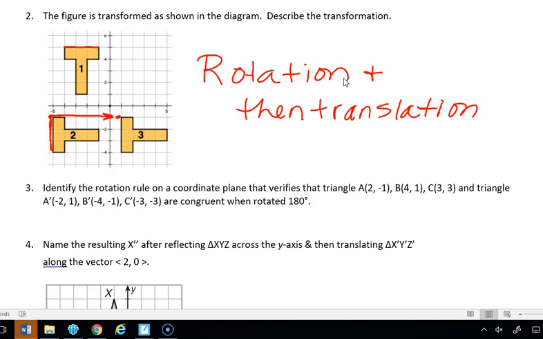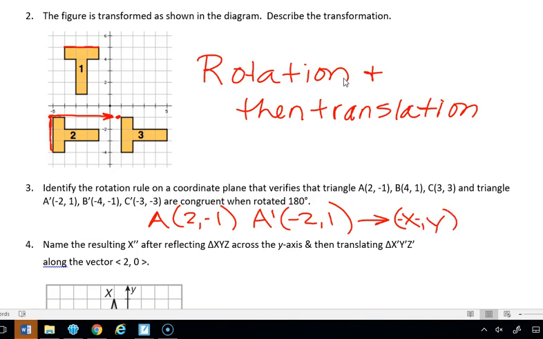It says identify the rotation rule on the coordinate plane that verifies that triangle ABC and triangle A'B'C' are congruent when rotated 180 degrees. So let's look at these points again. We're going to compare A, which is (2, -1), to A prime, which is (-2, 1). So notice here that the numbers didn't change. The only thing that changed was the sign. So the rule that would result from this would be negative x, comma, negative y. And again, remember, anytime we have those negatives out front, it basically means that we're changing the sign by using that rule.